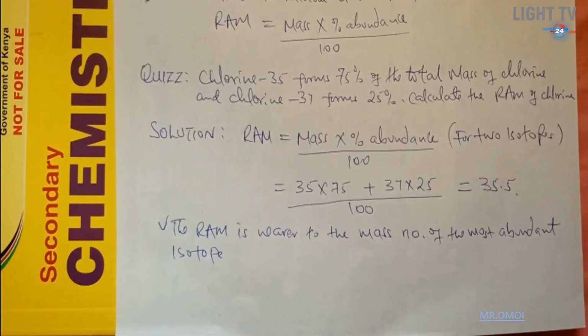I'll give you another question, and this question reads like this. Chlorine 35 forms 75% of the total mass of chlorine, and chlorine 37 forms 25%. Calculate the RAM of chlorine. So it is very simple. We use the same method that we have used in the above example.